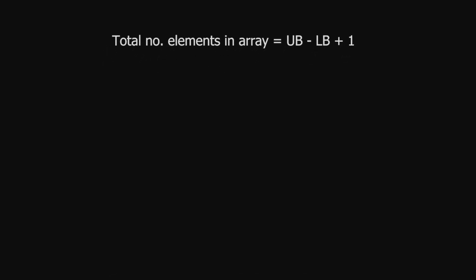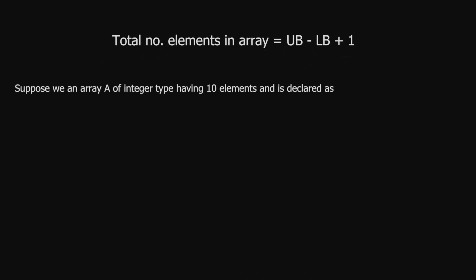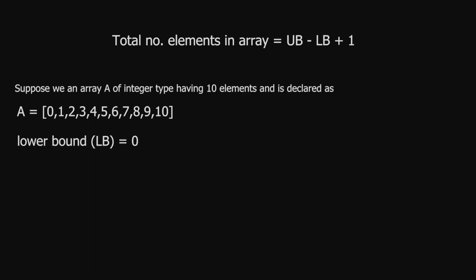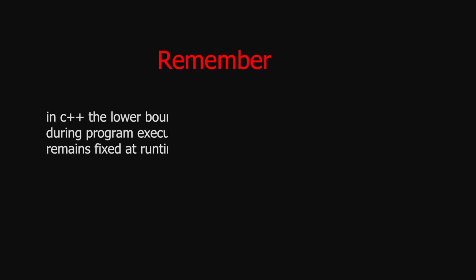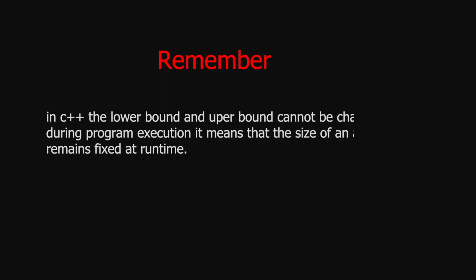Suppose we have an array A of integer type having 10 elements, declared as A equals 0, 1, 2, 3 and so on. The lower bound of this array is 0 and the upper bound is 9. So write these values in the formula and you will get the total number of elements in the array. Remember, in C++, the lower bound and upper bound cannot be changed during program execution. It means that the size of an array remains fixed at runtime.